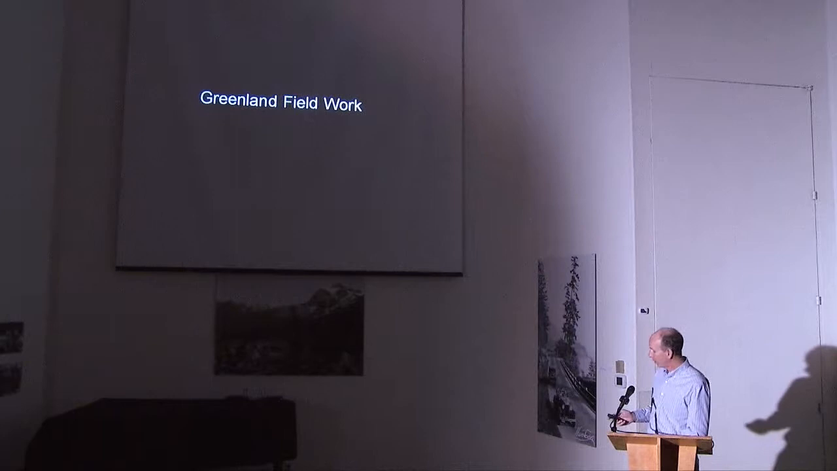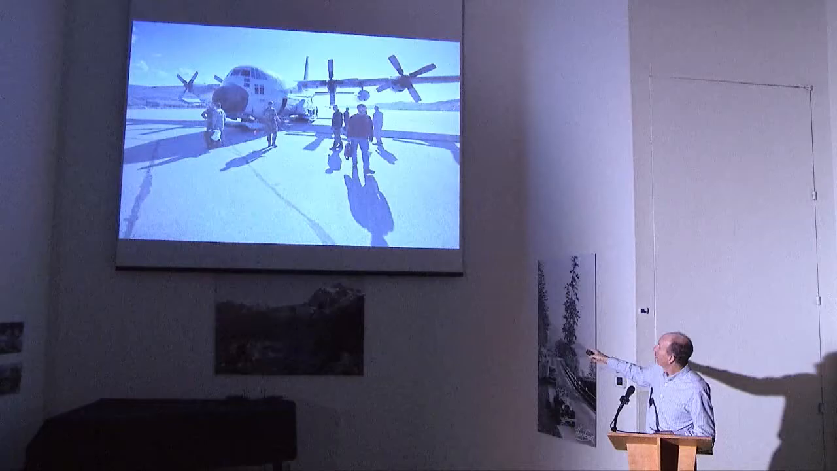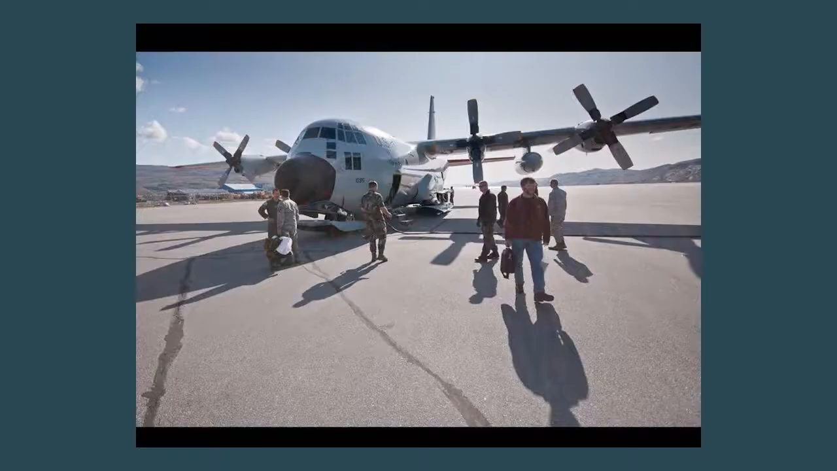So the first thing we have to do is get there. And to do that, we usually go with the Air National Guard, both in Antarctica and Greenland. And we go with the 109th in New York, who has these C-130s. What's special about the C-130s that they have is that this is a ski. And so they can land in the open field in Greenland and Antarctica. They collaborate with the National Science Foundation, and it's a nice symbiotic relationship in that we get transportation up there and they get a chance to practice their field landings.